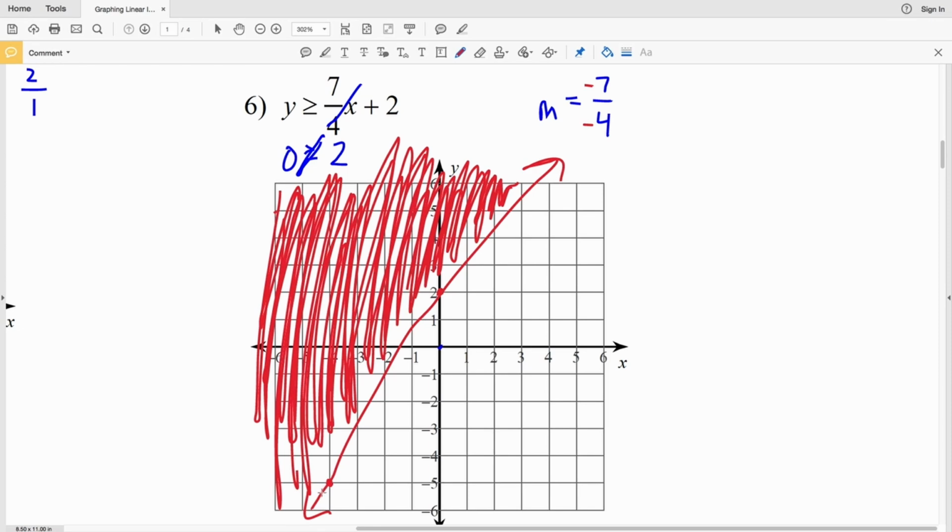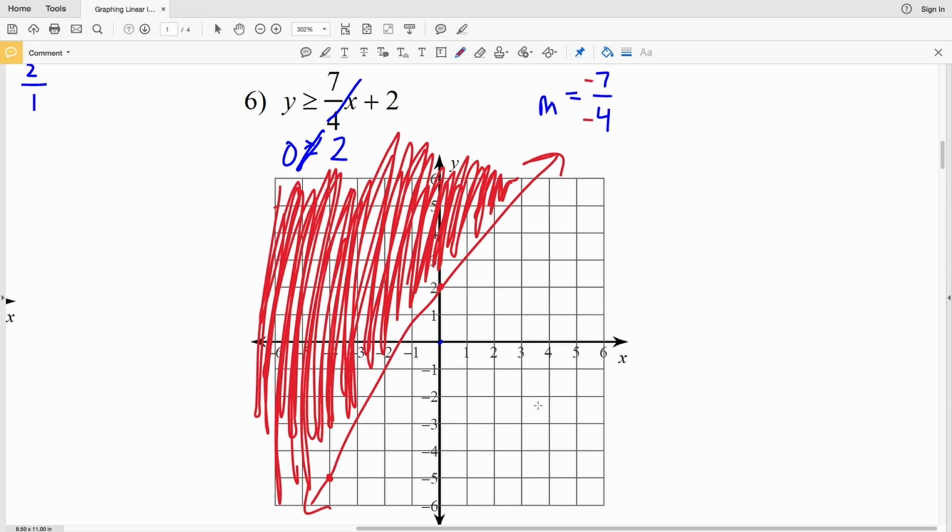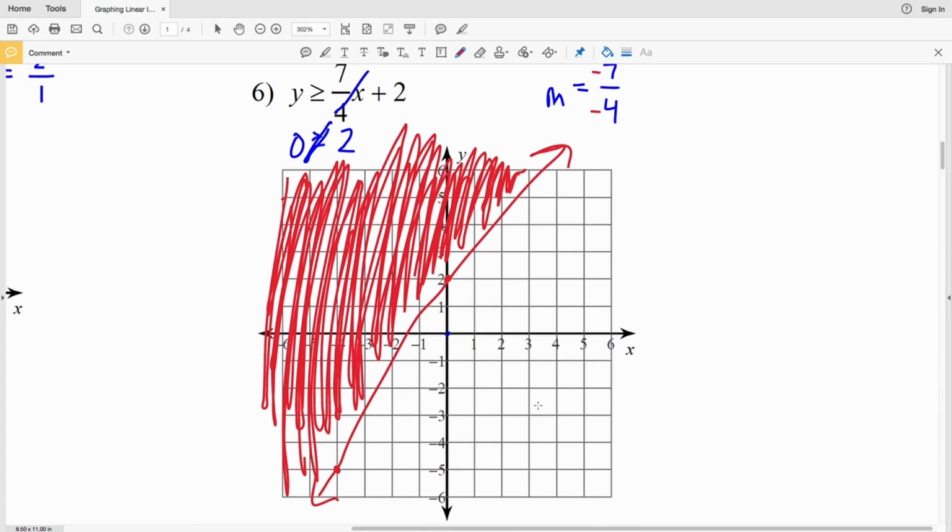And I apologize for my line not being completely crisp and straight, so I recommend using a straight edge at home, but I don't have the tools that I need here on my computer. But just remember, when you're doing this, just try and draw the line as straight as possible.